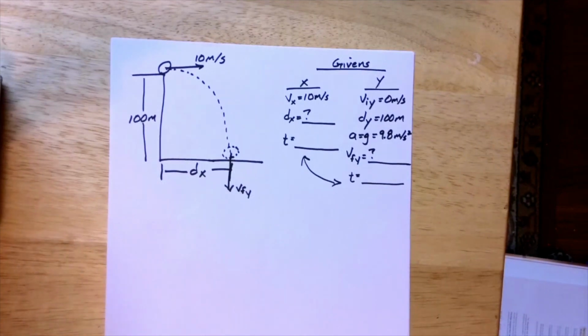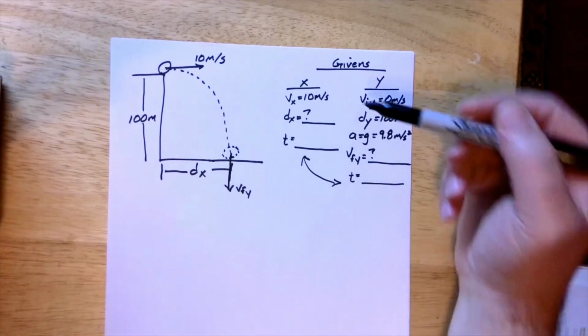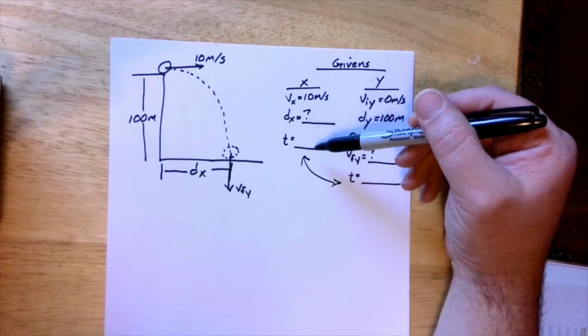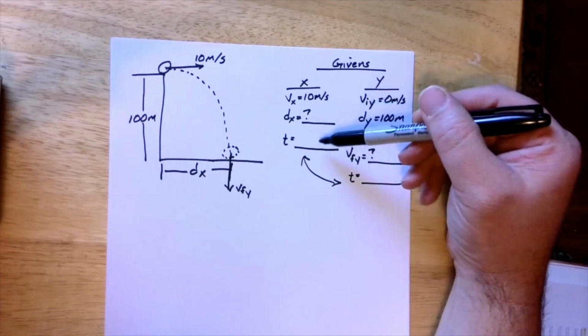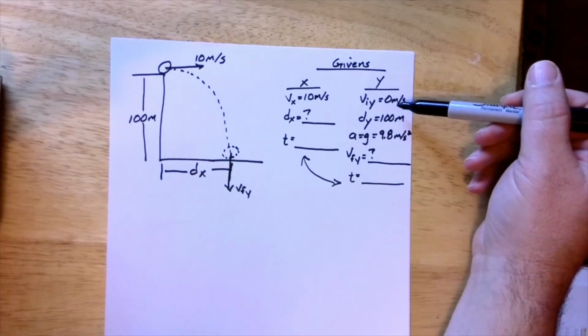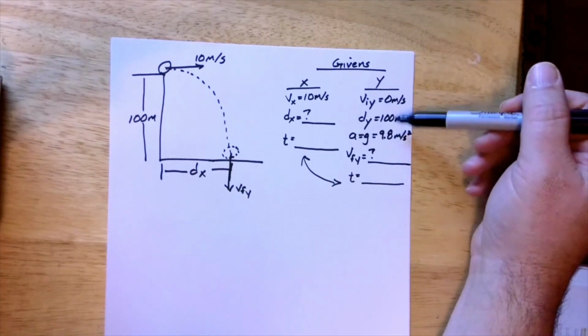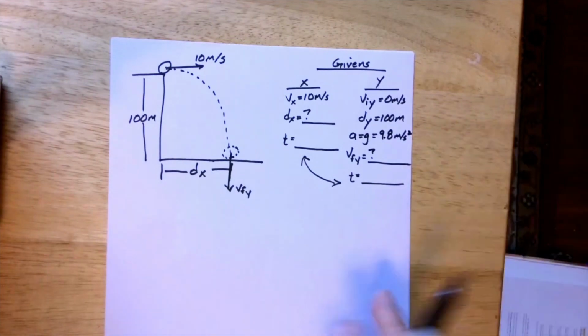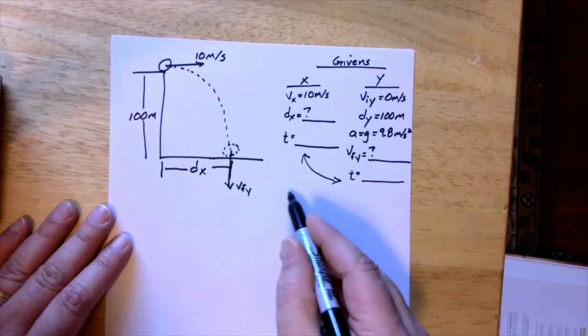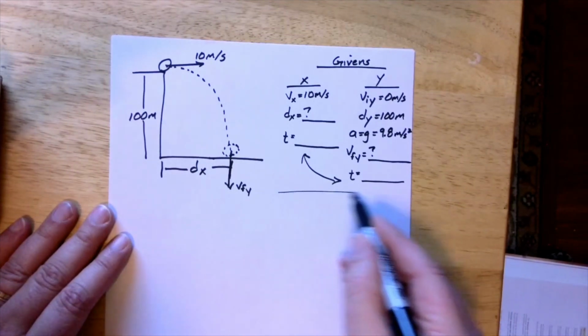So, all right, if you look at this in the x direction, we don't have enough information. We have two unknowns here. If you look at the y direction, we actually have enough information that we can go ahead and maybe start solving for it. But it might be easier to also look at what are the formulas that we can use in the x and y direction.